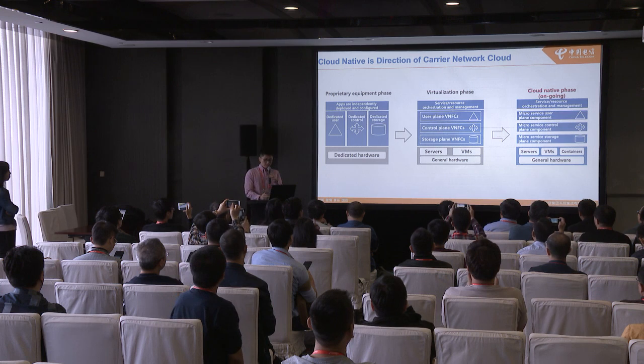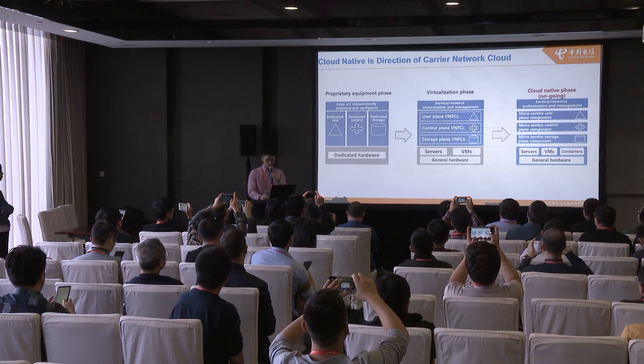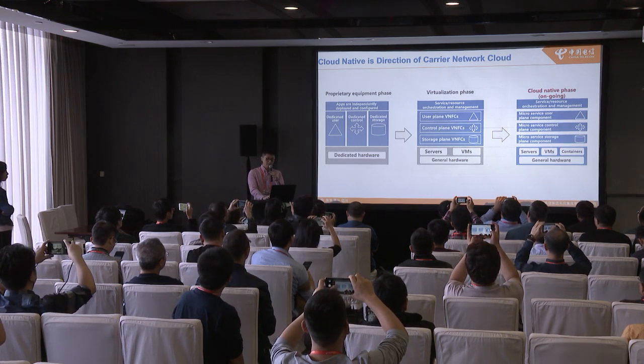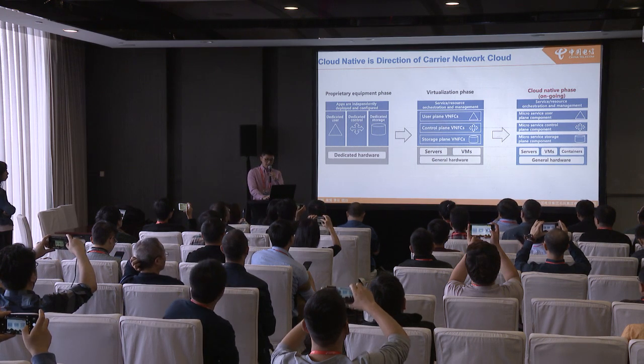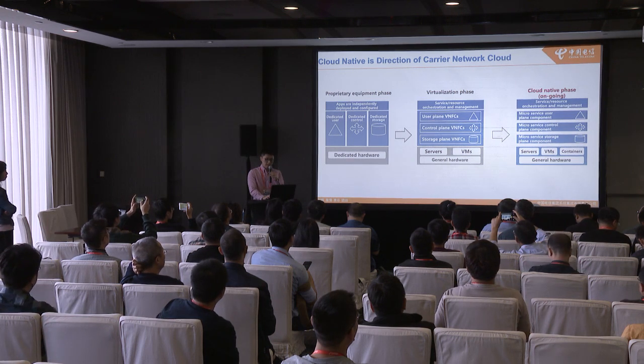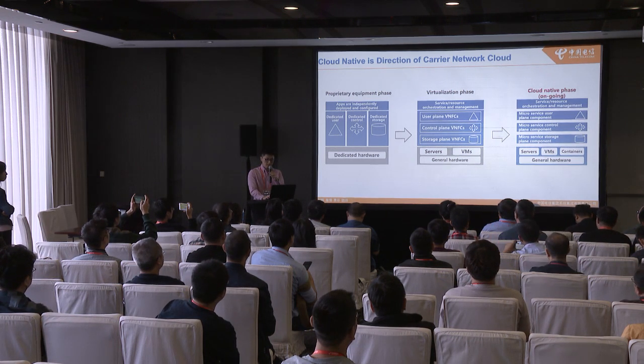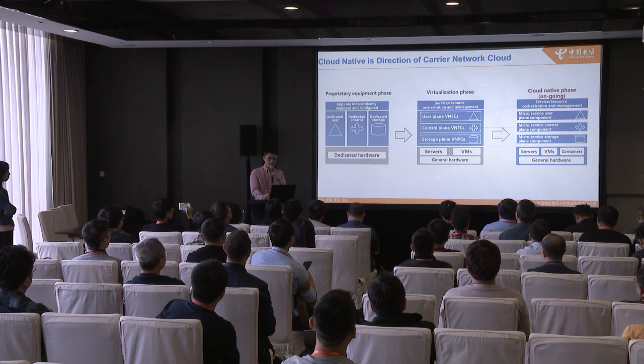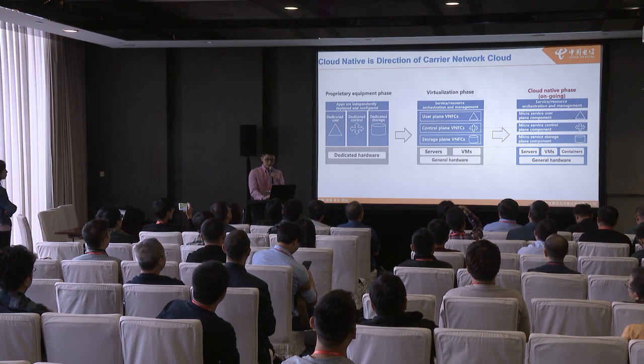Our transformation of China Telecom's network cloud includes three phases. Phase one is the infamous proprietary device phase, where the apps have been independently deployed and configured on top of dedicated hardware. In this phase, we telco companies have very little control over the full stack.